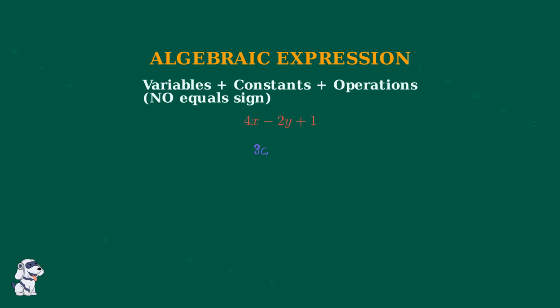Here are some examples of algebraic expressions. Notice that each one contains variables like x, y, a, and b, combined with numbers and operations, but none of them have an equal sign. They are like mathematical phrases, incomplete thoughts that describe relationships but don't make complete statements.